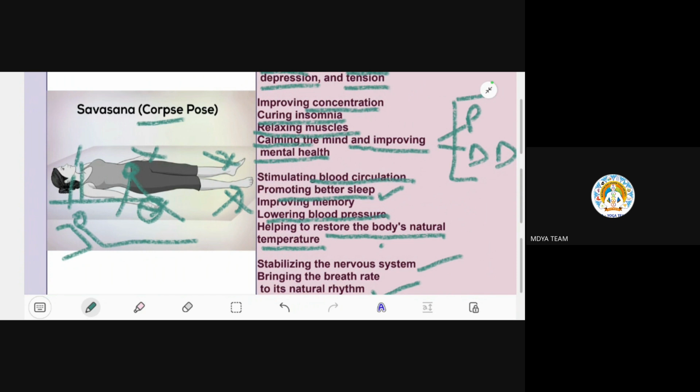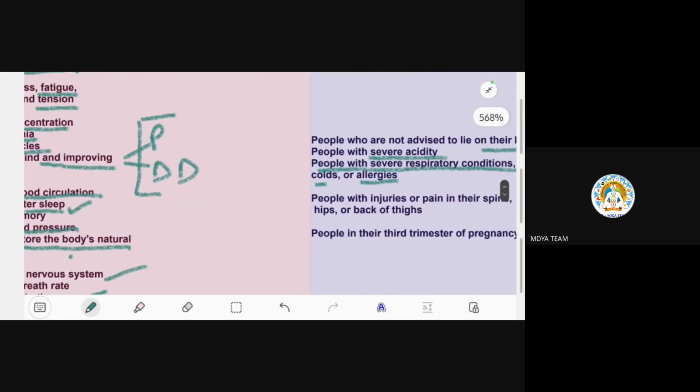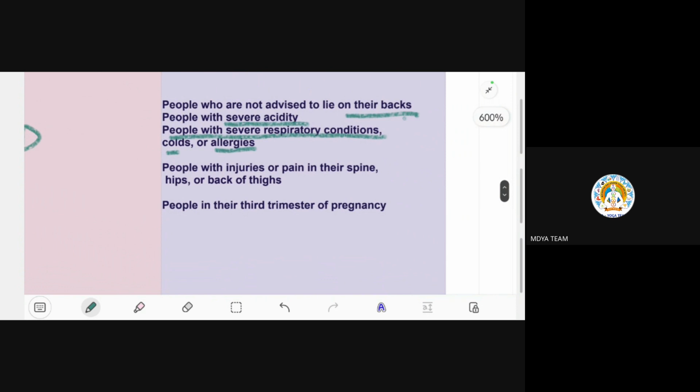Why is it not working properly? The nerves and the muscles are quite weak now. They are not able to take in oxygen or expand properly. That is why they are guided to take some sort of pillow or some bed rest. Bed rest means rest where they can have this alignment, like we have seen in hospitals, right? Okay. People with injuries or pain in their spine, hips, back, and thighs.